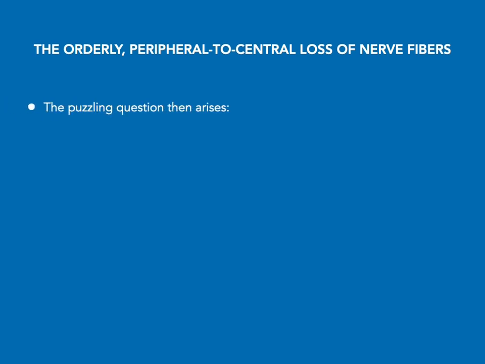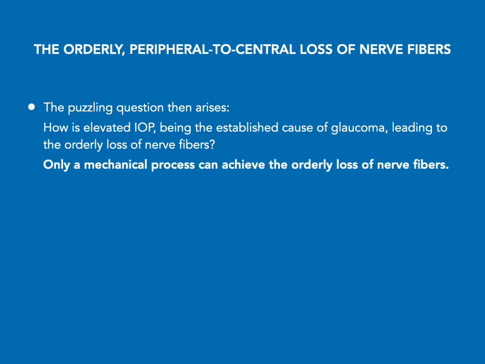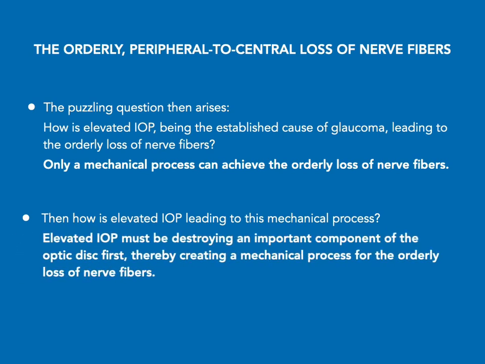The puzzling question then arises: how is elevated IOP, being the established cause of glaucoma, leading to the orderly loss of nerve fibers? The answer is that only a mechanical process can achieve the orderly loss of nerve fibers. Another question then arises: then how is elevated IOP leading to this mechanical process? The answer may lie in that elevated IOP must be destroying an important component of the optic disc first, thereby creating a mechanical process for the orderly loss of nerve fibers.